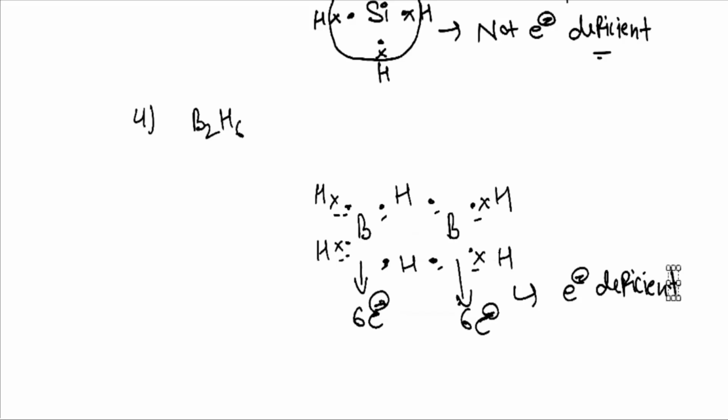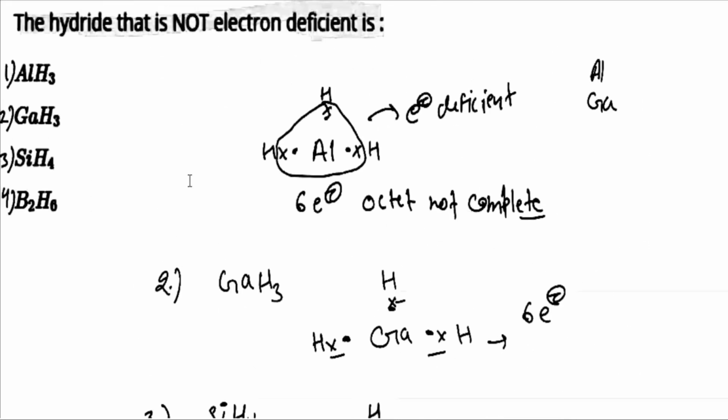So only silicon hydride, SiH4, is not electron deficient, and all the others are electron deficient. So option number 3 is correct and all other options are incorrect. I hope you understand. Thank you.